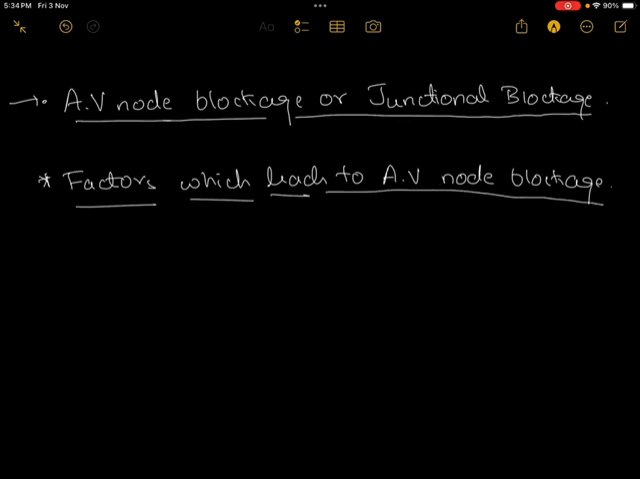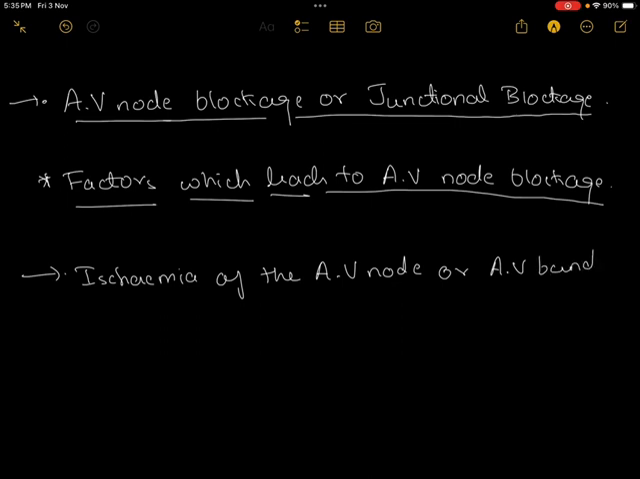Coming to the first factor which will lead to AV node blockage: if there is an ischemia, in the sense a type of embolus formed or any type of injury found in any artery or any organ, it is called ischemia, of the AV node or AV bundle fibers. So this could be the first factor which may lead to AV node blockage.